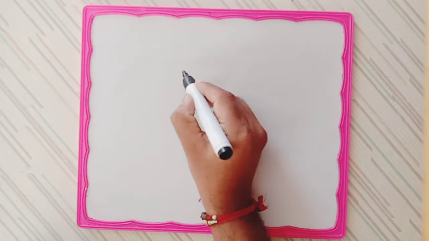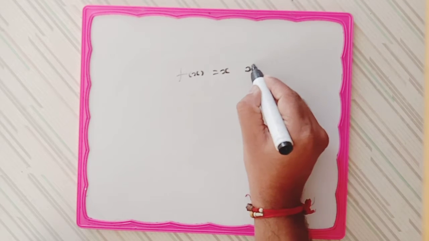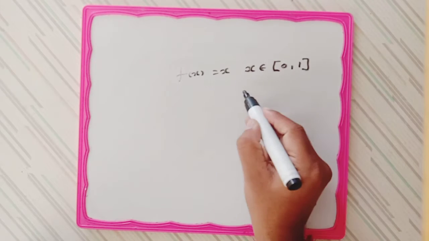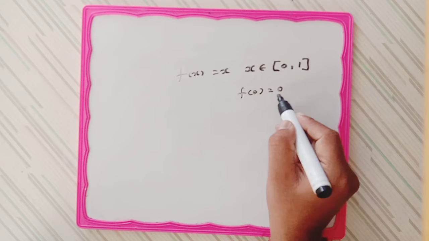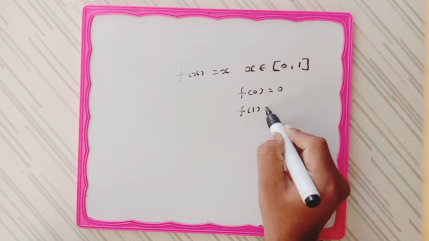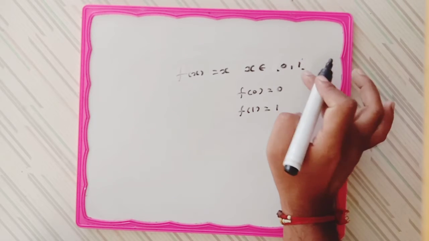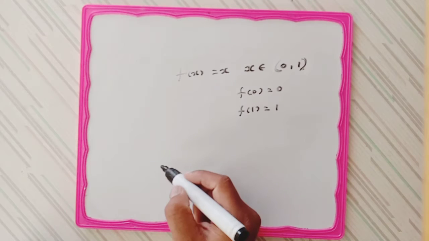Now we take f(x) with x belonging to the closed interval 0 to 1. Then f(0) = 0 is the minimum value and f(1) = 1 is the maximum value. But instead of the closed interval, if we take it as an open interval, then 0 and 1 are not included.